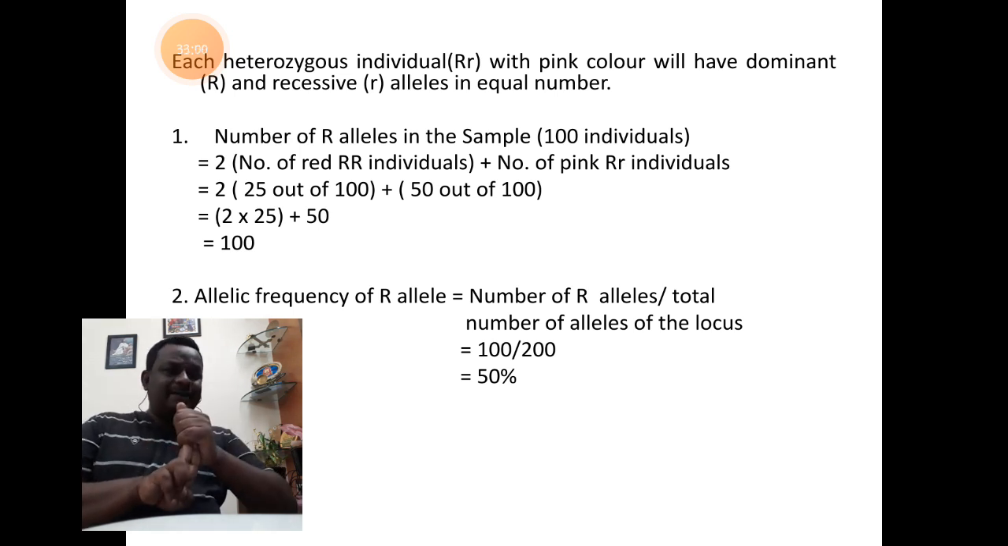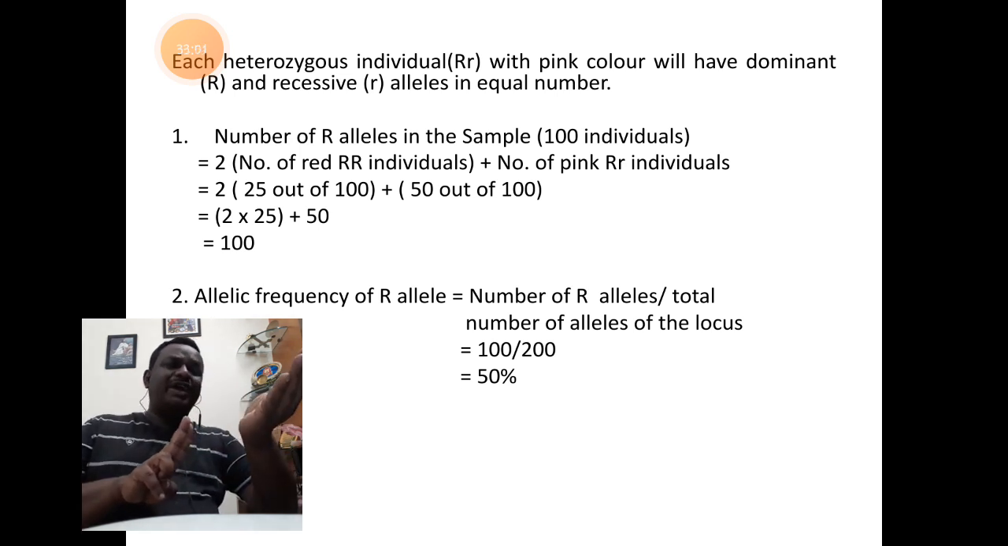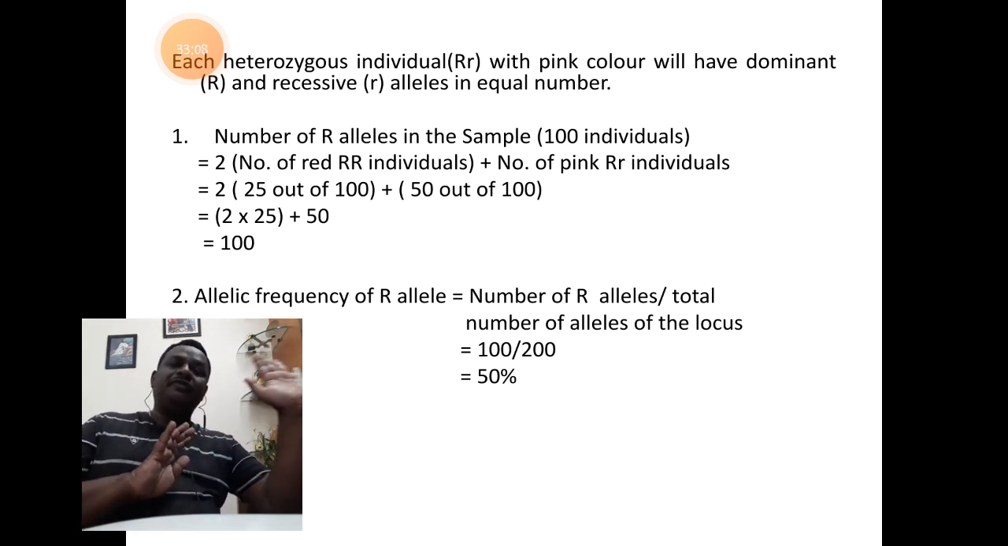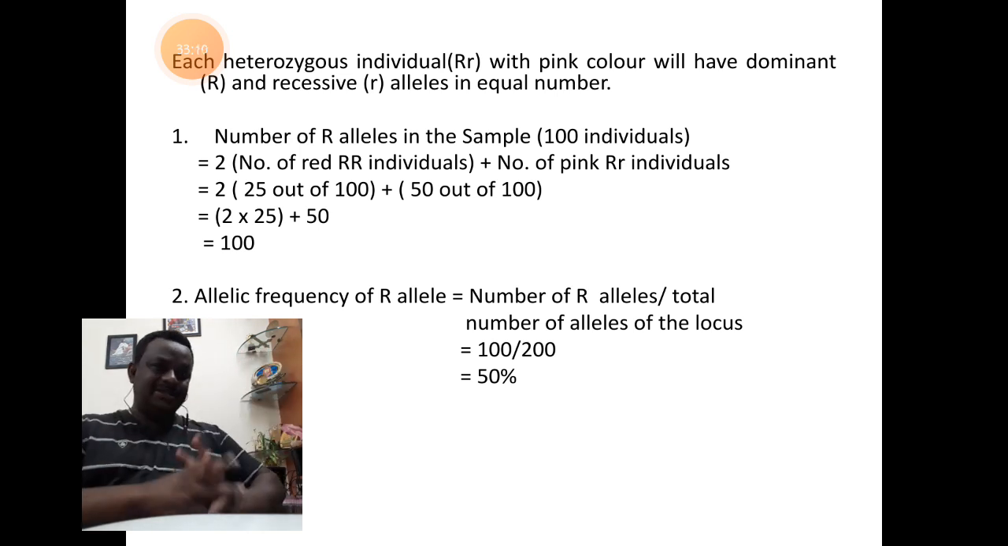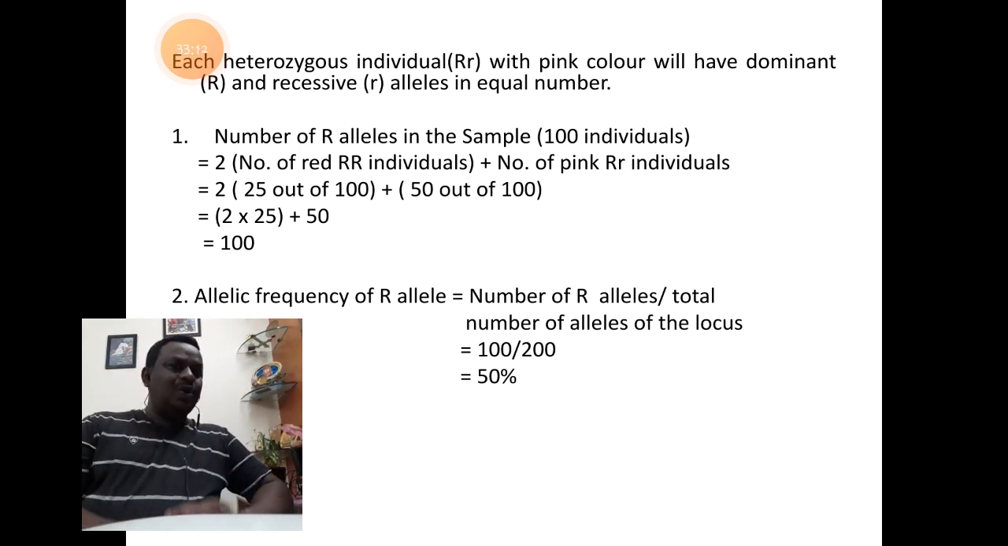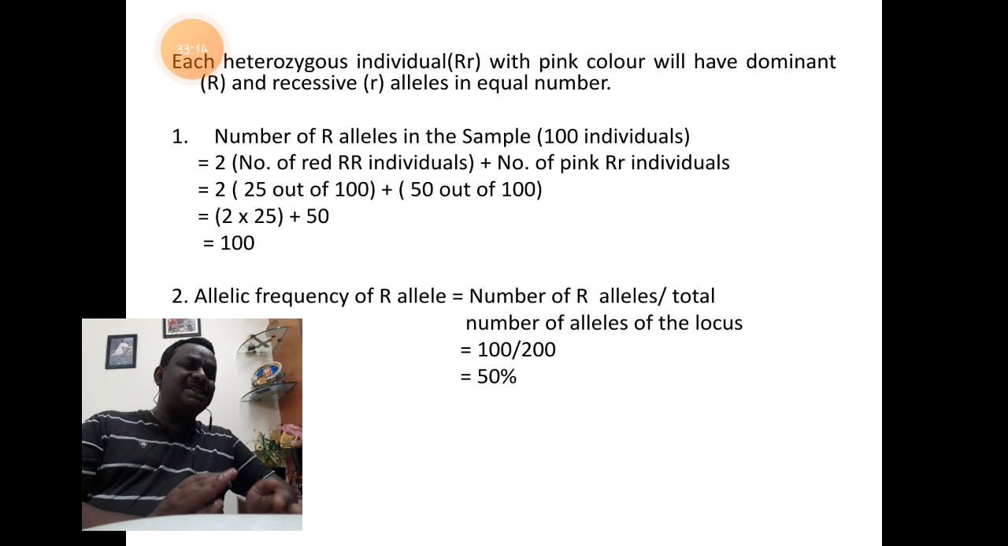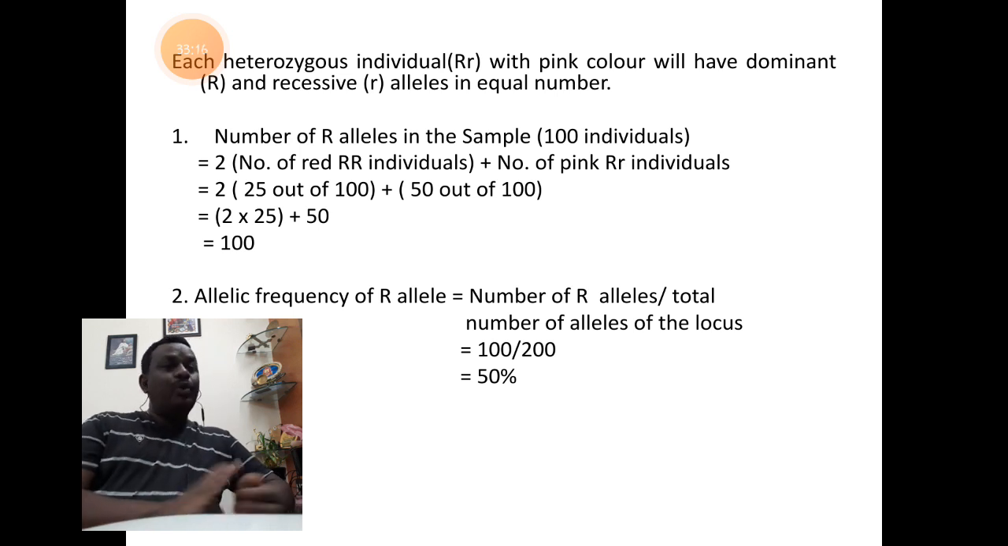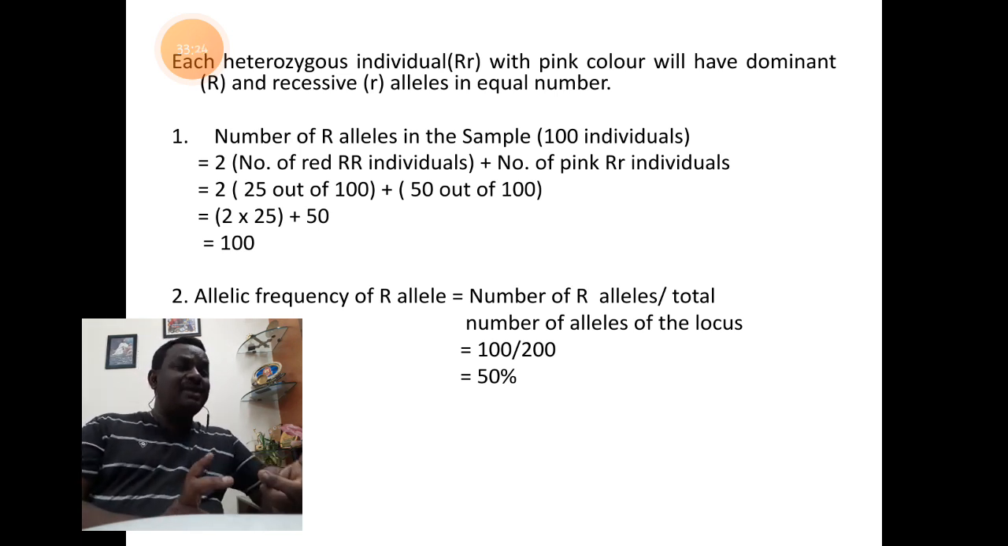This is in red flowers. We do have one more variety called pink flowers, 50 in number. There only one capital R is there. So they are also 50. So 50 plus 50 is 100. So 100 is the total number of capital R alleles. What is the total number of alleles? We have a total of 200 alleles.